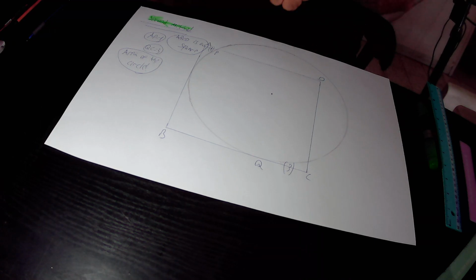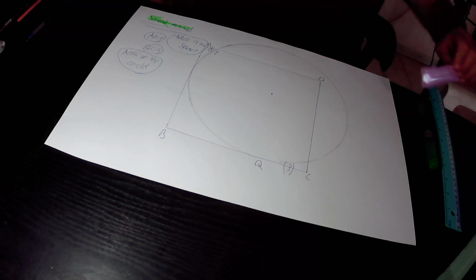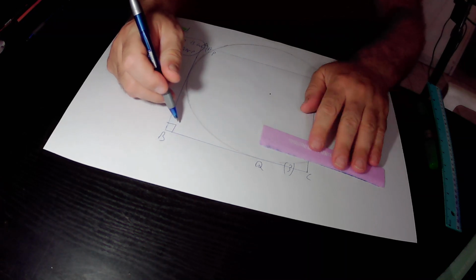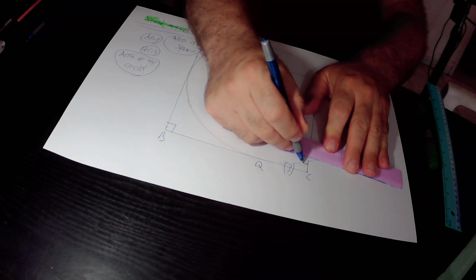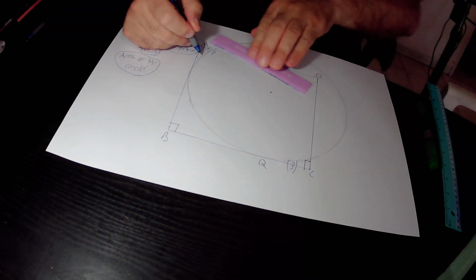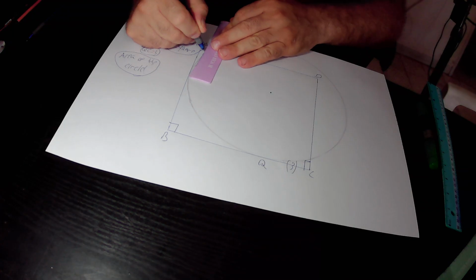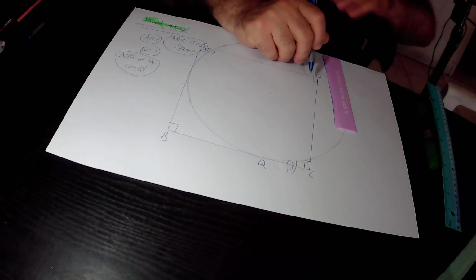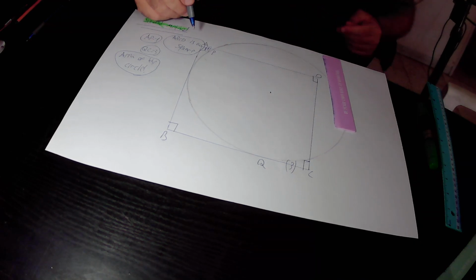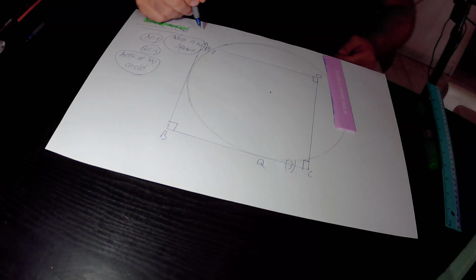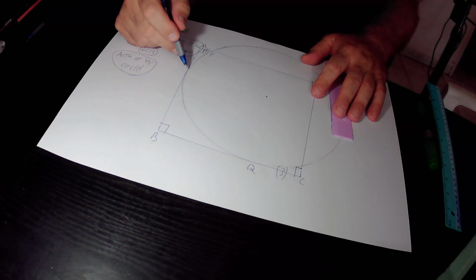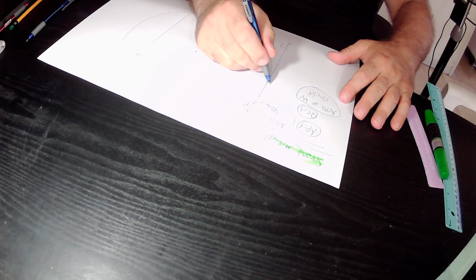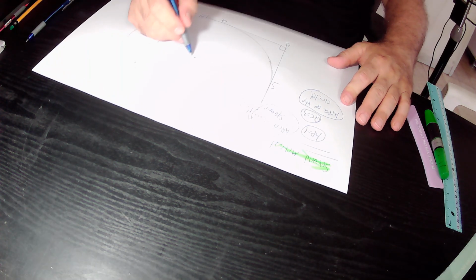So we know that ABCD is a square, therefore all of its angles are right angles. This is a right angle. This is a right angle. This is also a right angle. And finally, this is a right angle. We define the point of tangency of tangent AB with this circle. This point is point S. We define the center of the circle. This point is point O.